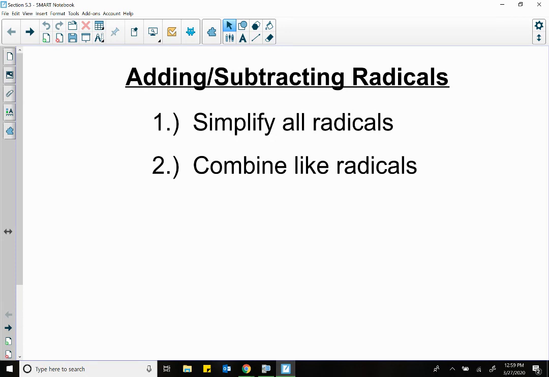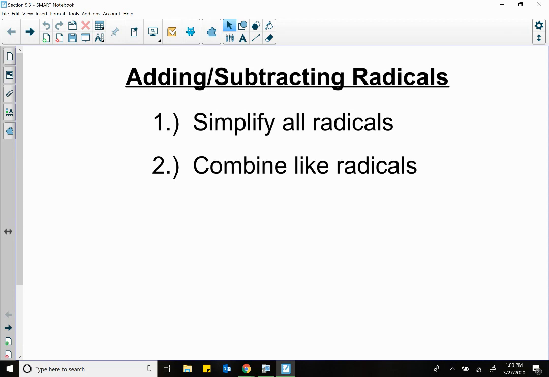So we can only add and subtract radicals that have the same radical in the end. Like I can take a square root of 2 and add it together with another square root of 2. I can take a square root of 3, add it together with another square root of 3. See how both of them have the same radical. They're like radicals. But I cannot take a square root of 2 and add it together with the square root of 6. They're not the same.